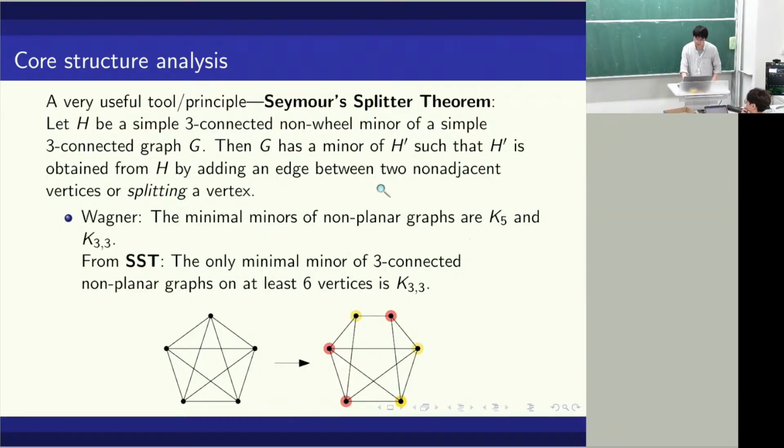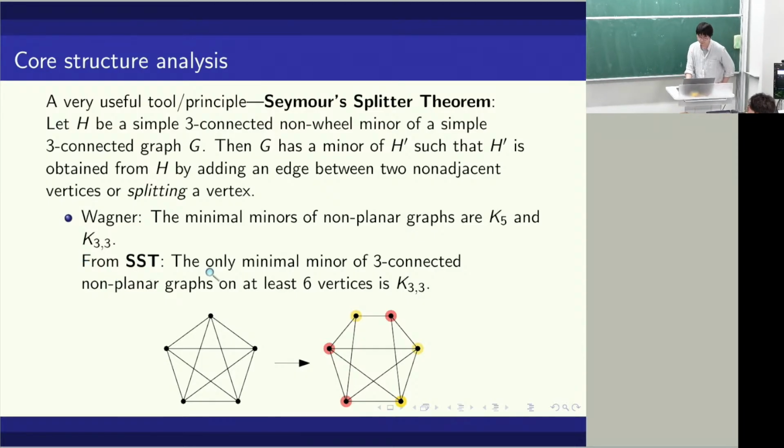So let's see a very quick example. For example, we know that the theorem of Wagner says the minimal minors of non-planar graphs are K5 and K33. We can actually apply the seminal splitter theorem to show that if we consider only 3-connected non-planar graphs on at least 6 vertices, then the only minimal minor is K33.